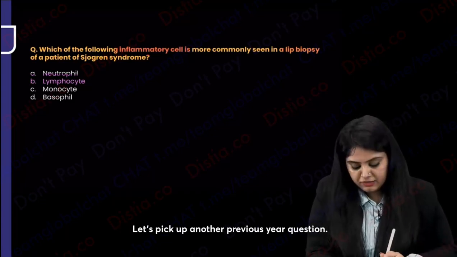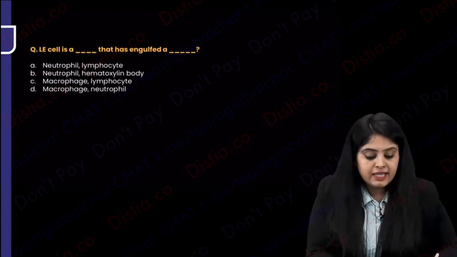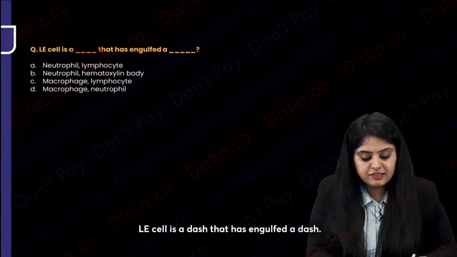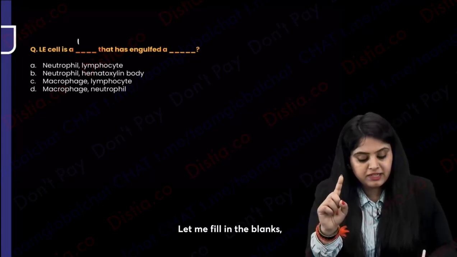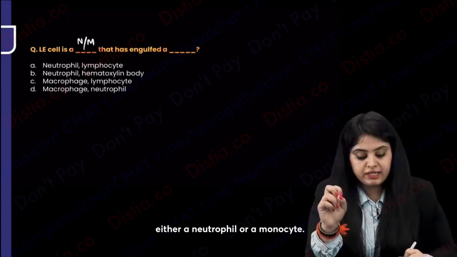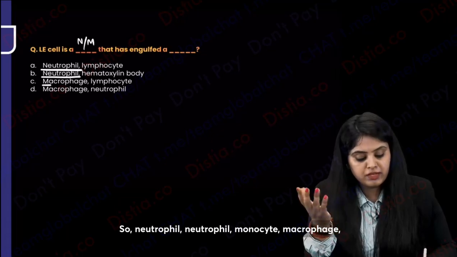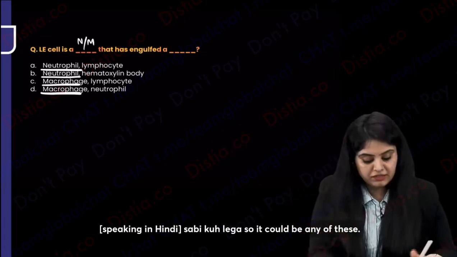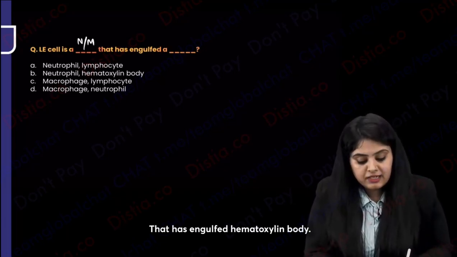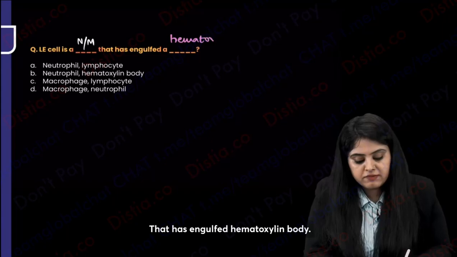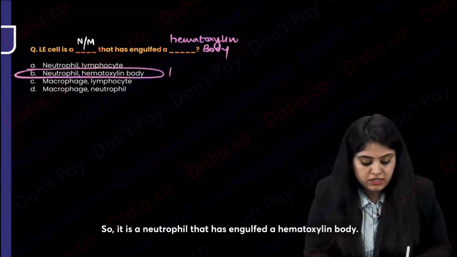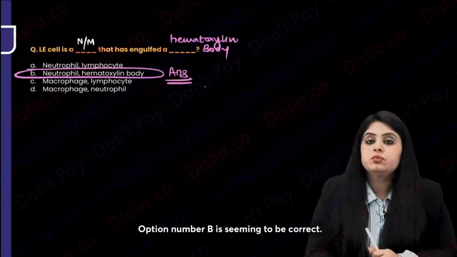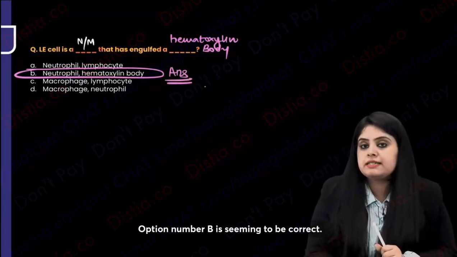Right? Easy. Let's pick up another previous year question. LE cell is a dash that has engulfed a dash. So LE cell could either be a neutrophil, let me fill in the blanks, either a neutrophil or a monocyte. So neutrophil, monocyte, macrophage, everything is written. So it could be any of these. I'll have to look at the other part. That has engulfed a hematoxylin body. Where is hematoxylin body written? That I'll have to pick up. So it is a neutrophil that has engulfed a hematoxylin body. Option number B seems to be correct.